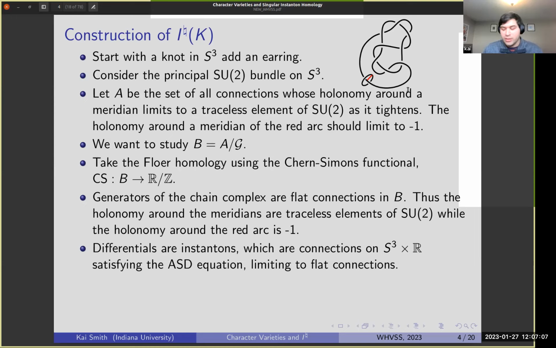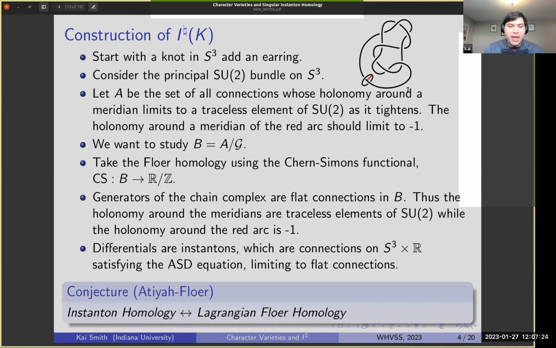But you can see that if I gave you a knot, it would be really difficult just based on this definition to determine what the instanton homology is. This isn't the friendliest definition to do calculations with.